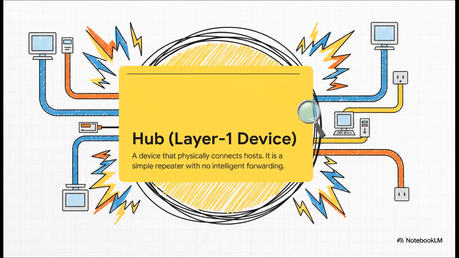Now, the key phrase here is Layer 1 device. In the world of networking, Layer 1 is the physical layer. We're talking about the actual wires, the electrical signals, the nuts and bolts. A hub lives at this layer, which is why it has zero intelligence. It doesn't think. It just takes any signal that comes in one of its ports and blasts an exact copy out of every other port.